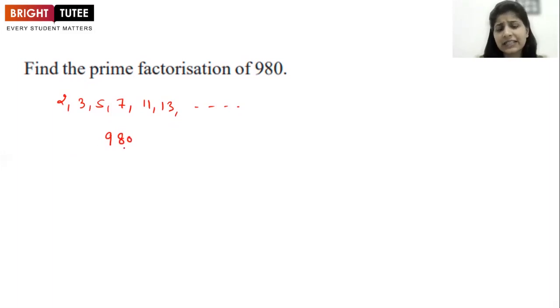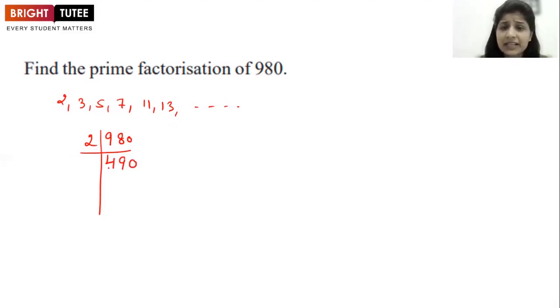So first of all, 980, we start with the smallest prime number. Let us see, is 980 an even number? Yes, it will be divisible by 2. Dividing it by 2, let's divide. I'll write 2 fours are 8, 1 is left, it will become 18. 2 nines are 18 and 0. Clear? So I have divided 980 by 2.